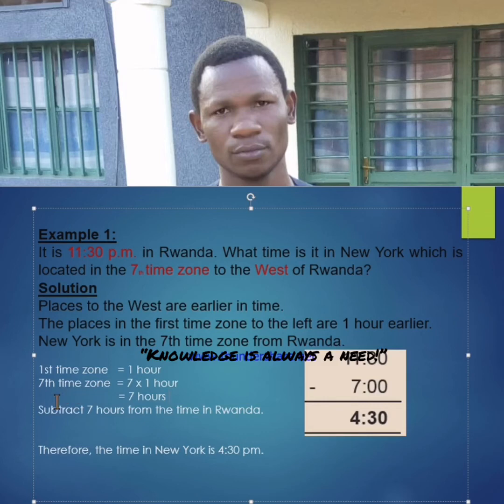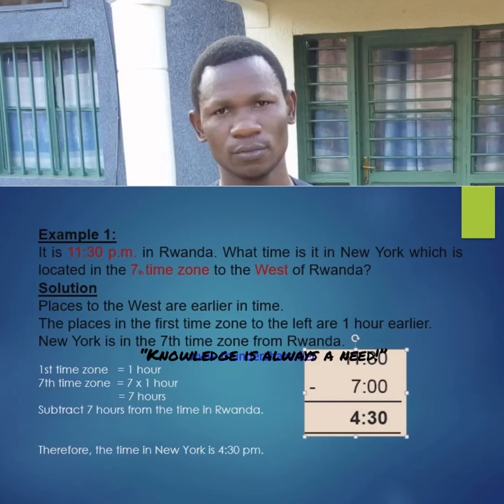And then you take the given time, which is here 11:30 p.m. We subtract, of course, because we are going to the west. What you have done here: we've taken 11:30 minus 7, it is 4:30. So in New York, the time is 4:30 p.m.